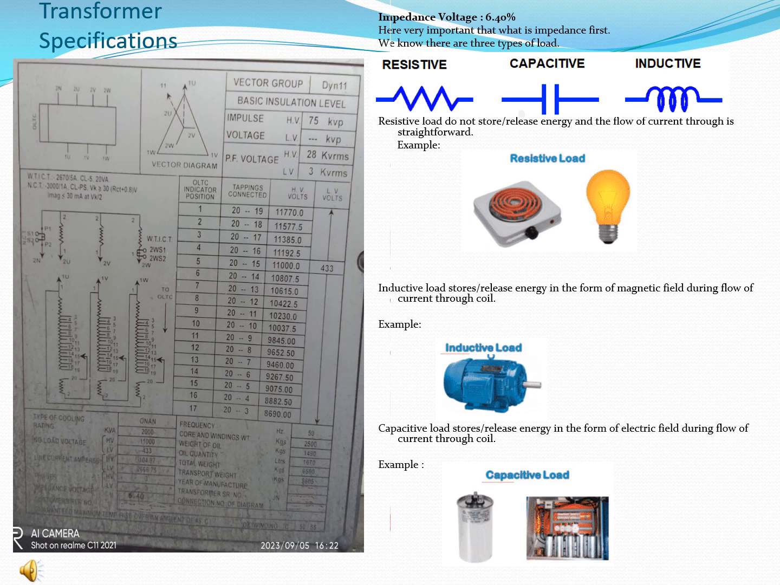The resistive load does not store or release energy when the current is flowing through it, which is straightforward. The resistive loads we use in our households, that means the heaters and the bulbs, do not store or release energy when the current is passing through them. Second one is inductive load. Inductive load stores or releases energy in the form of a magnetic field during the flow of current through the coil. The example of inductive load is the 3-phase induction motor. The third one is capacitive load, which stores or releases energy in the form of an electric field during the flow of current. The example of the capacitive load is the capacitor or series of capacitors I have displayed in the image.